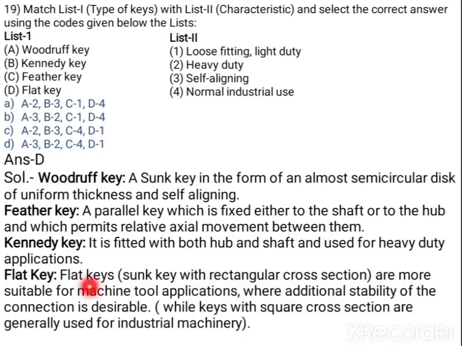It is used for machine tool applications where additional stability of the connection is desirable, while keys with a square cross section are generally used for industrial machineries. Yes, so the flat key is generally used for industrial machineries. So we can say loose fitting and light duty operations are possible with the help of the flat key. So the D option matches with 1. So definitely the 4th option is right. So the answer is option D.